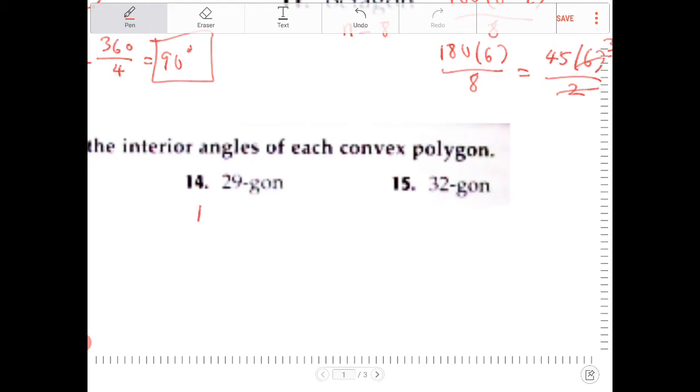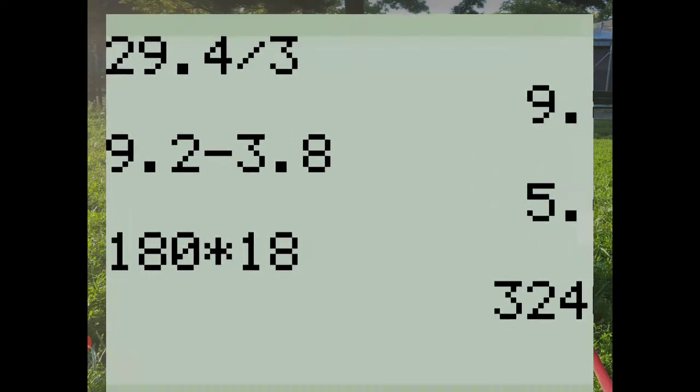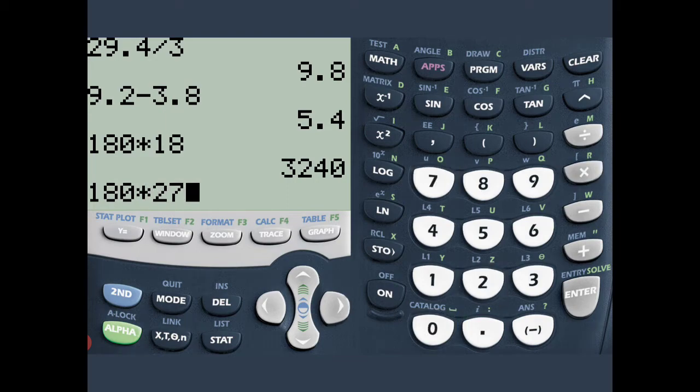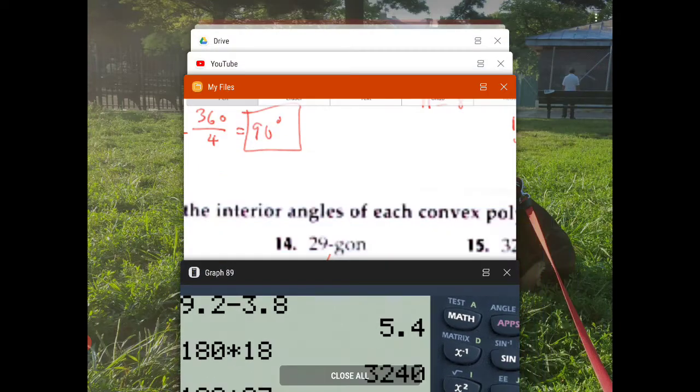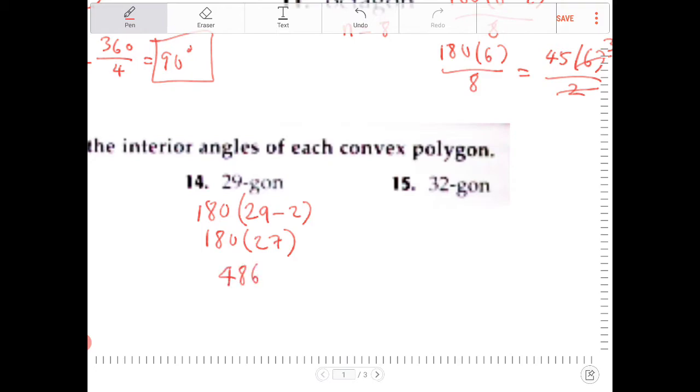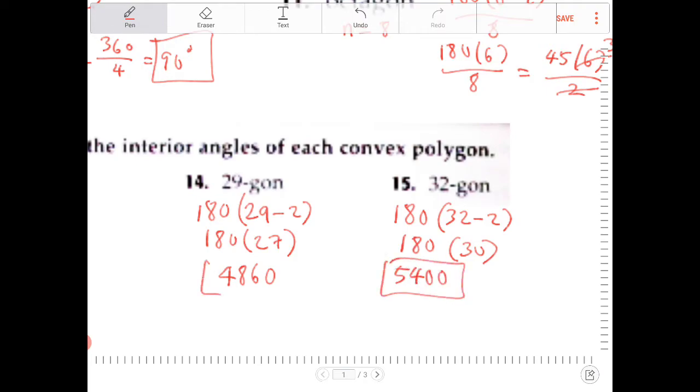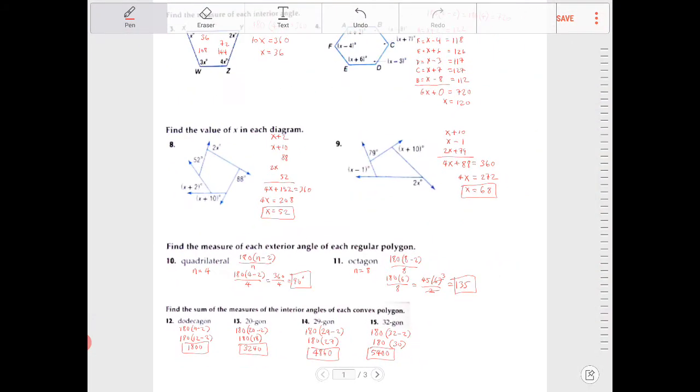And if I take 29, 180 times 29 minus 2, this is 180 times 27. If I take 180 times 27, I end up with 4860. And lastly, for 32, 180 times 32 minus 2 is 180 times 30. So this would be 18 times 3. I can do that in my head. That's 54, and then 5400. There you go.